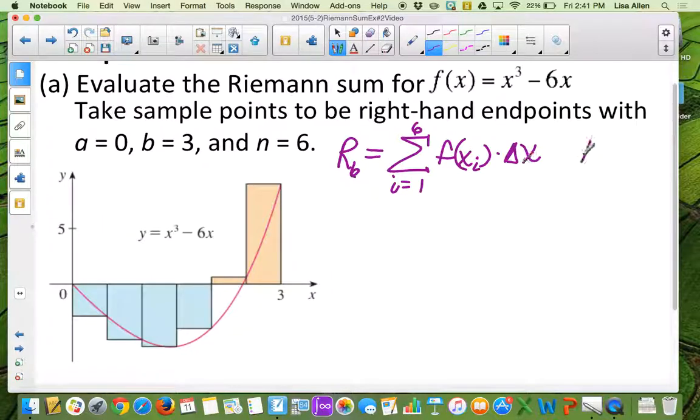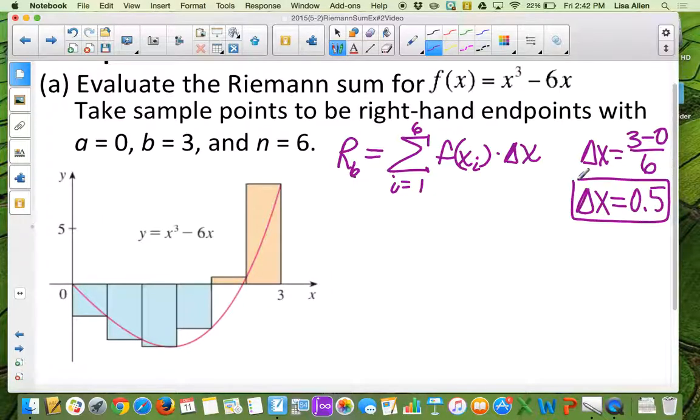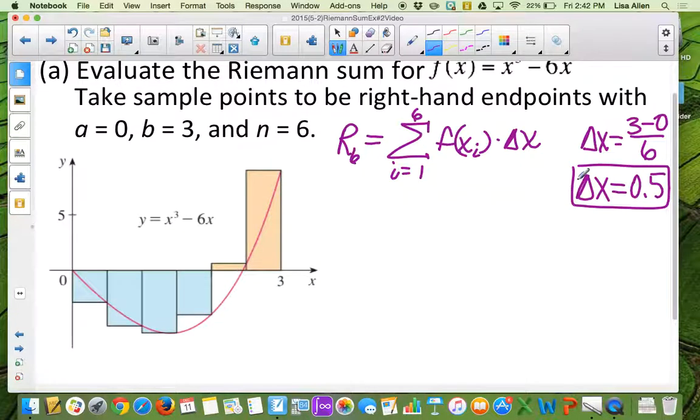And delta x is equal to 3 minus 0 over the 6 subintervals that you see. And that will be delta x equal to 1/2. So we have delta x equal to 1/2. Now, we're going to split up this interval with right-hand endpoints. So you can see the right-hand endpoints for R6: here's an endpoint, endpoint, endpoint, endpoint.